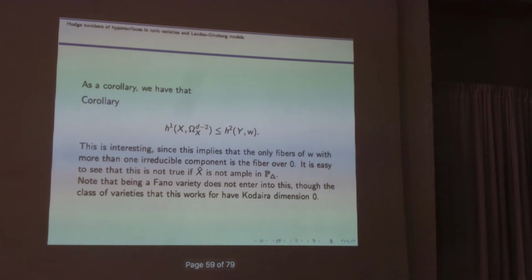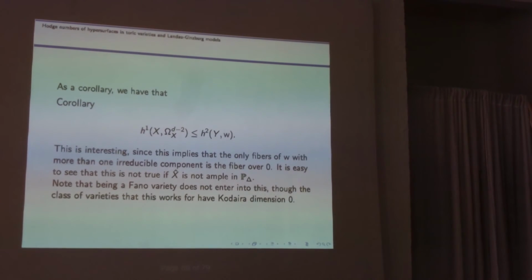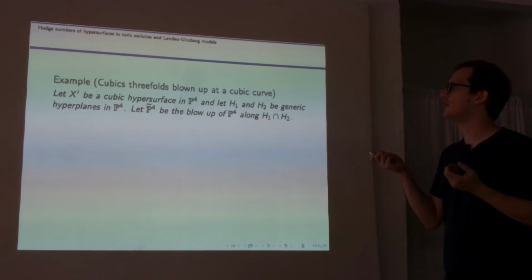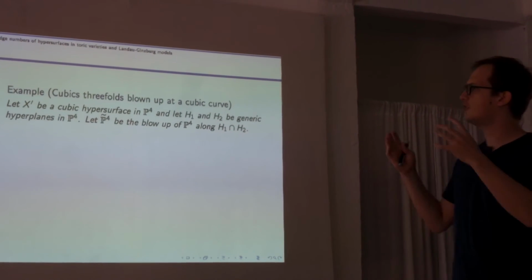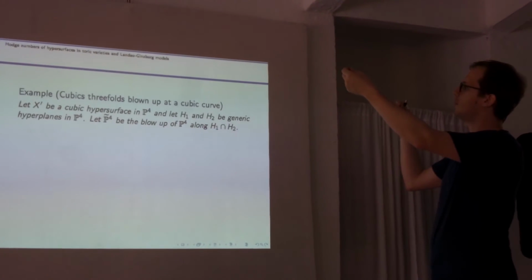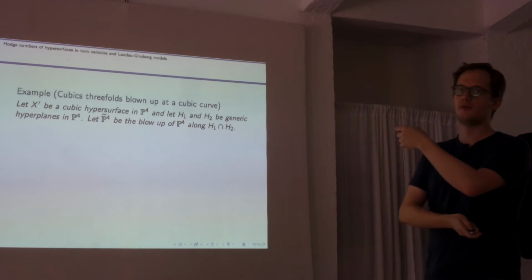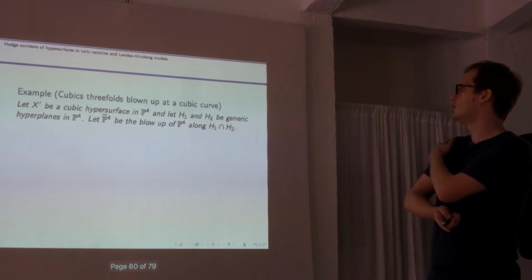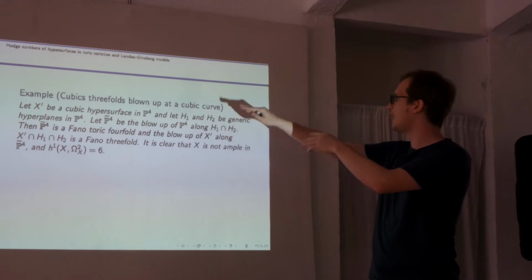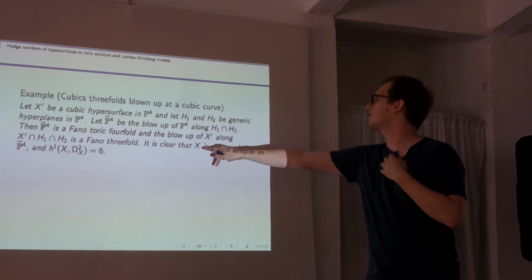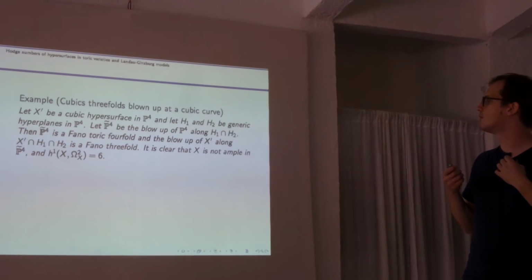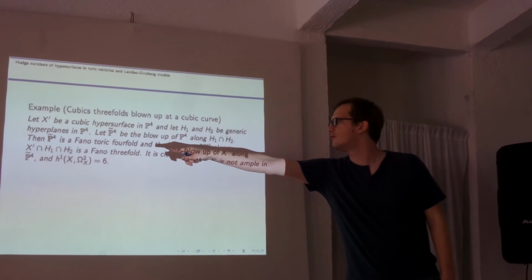As an example, also just note that being Fano doesn't make any difference. So if you take a cubic threefold blown up at a cubic curve, what you can do is take the cubic sitting inside P4, take two hypersurfaces in P4, and blow P4 up at this P2. This is again a toric Fano fourfold. If you pull back X prime along this map, what you get is X blown up along a cubic curve. So this is an ample hypersurface inside the blow up of P4 at this P2.